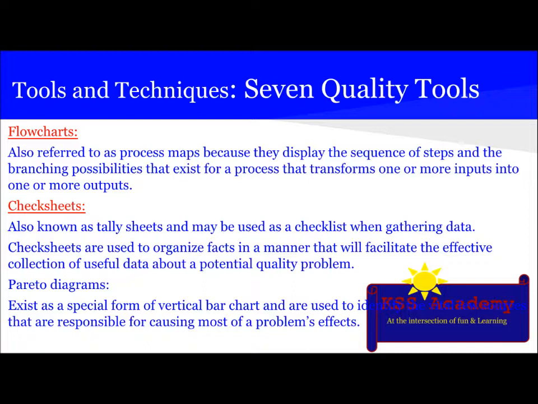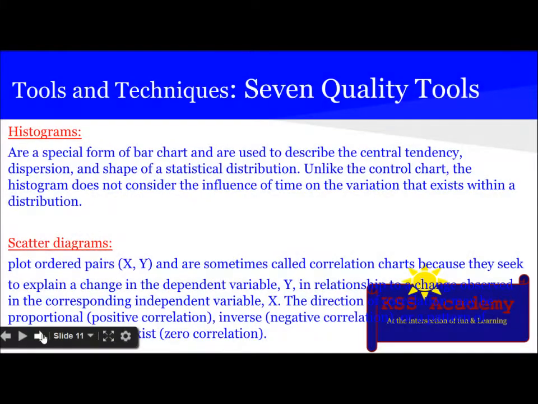Next thing is Pareto diagram, which exists as a special form of vertical bar charts used to identify the vital few sources that are responsible for causing most of the problem's effect. And next thing is histogram or special form of bar charts are used to describe central tendency, dispersion and shape of statistical distribution. Unlike the control chart, the histogram does not consider the influence of time on the variation that exists within the distribution.